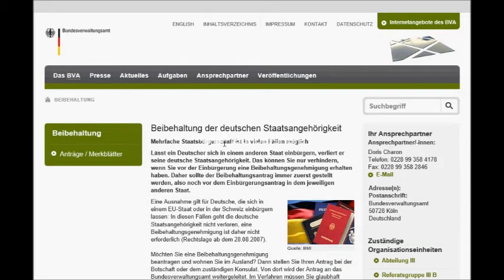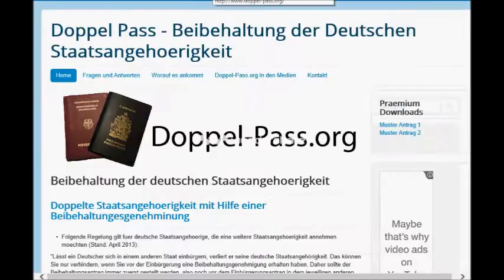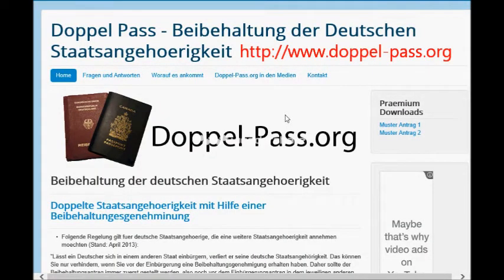So what most people don't know is that there is actually a process to apply for retention of German citizenship while getting another citizenship. And that process is quite straightforward. I have on my website here, doppelpass.org, which deals with the whole topic.